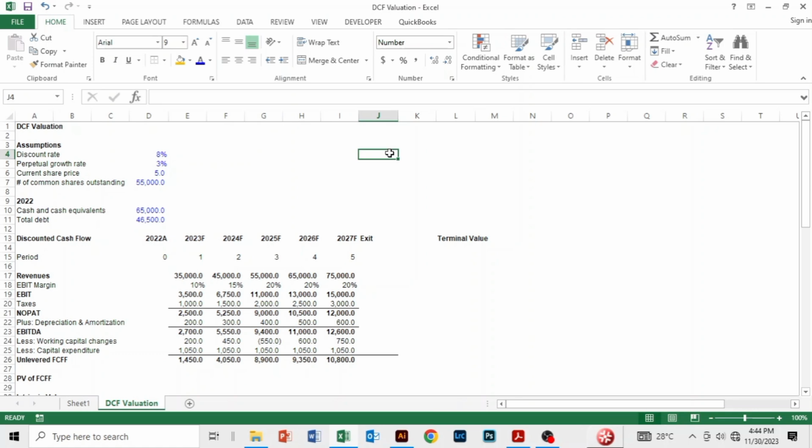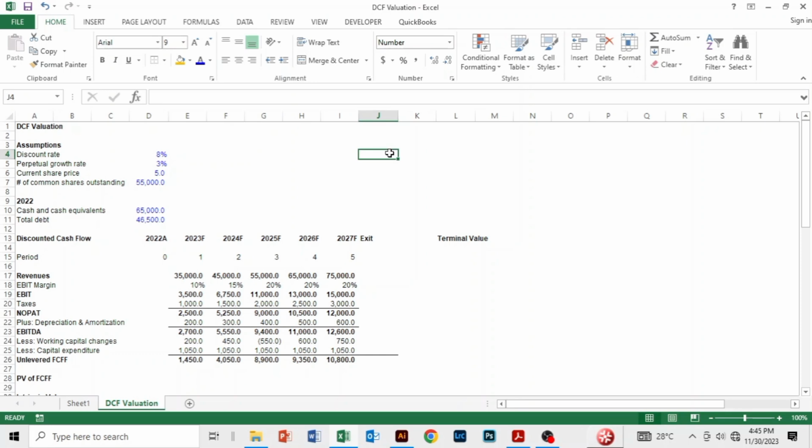Now, here we start with the assumptions. Here I've got my discount rate, which is the cost of capital, and the cost of capital here is because we are using WACC. So the discount rate represents WACC, the weighted average cost of capital. In other words, the weighted average cost of capital is a weight between debt and equity, which is used by a company to finance its assets. Now we have the perpetual growth rate, which is the infinite growth rate that we think our company will continue to grow at in future.